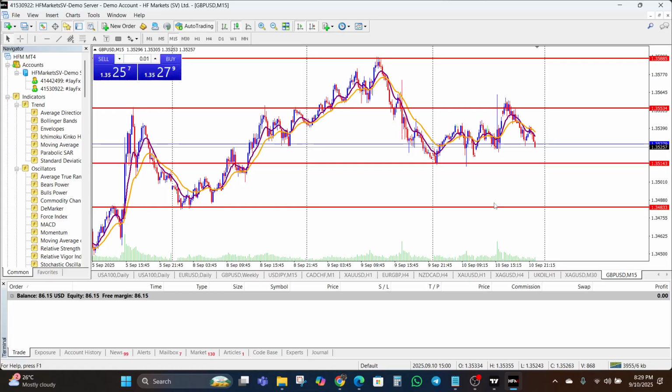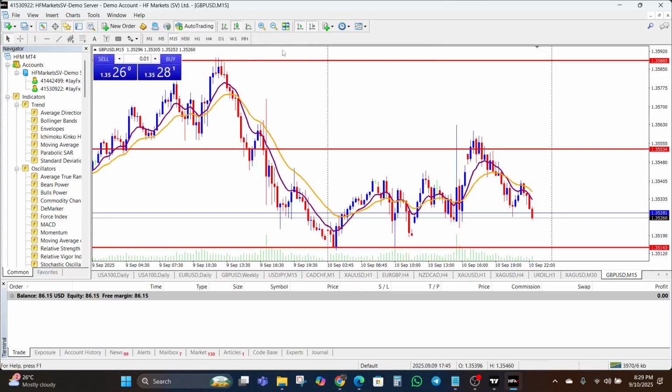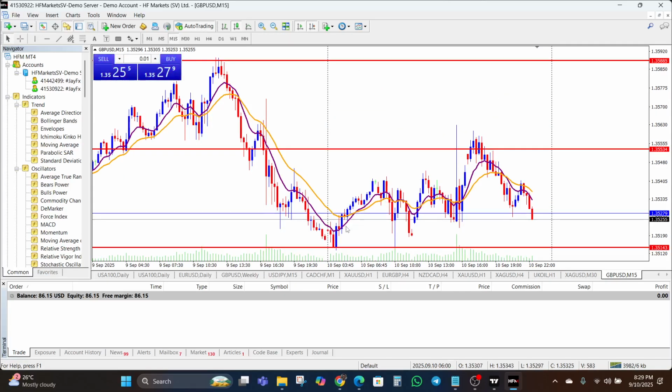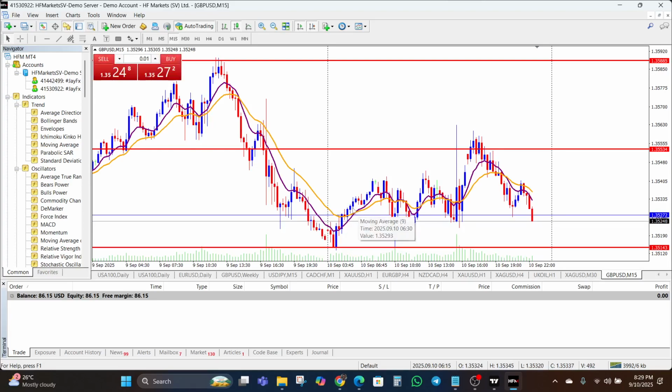These patterns can confirm whether price is likely to continue in the direction of the trend or reverse. So here is how you put it together. You have to wait for the fast EMA, which is the 9 EMA in this case, to cross above the slow EMA, which is the 20 EMA in this case. In other words, wait for the 9 EMA to cross above the 20 EMA if you are looking for buy opportunities, or wait for the 9 EMA to cross below the 20 EMA if you are looking for sell opportunities.